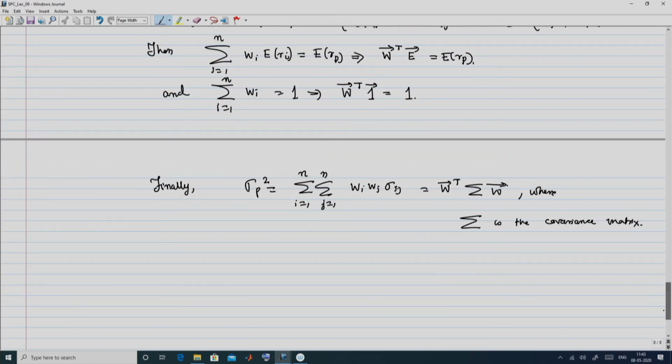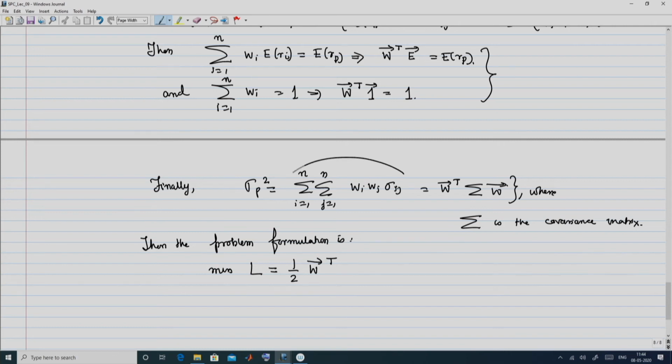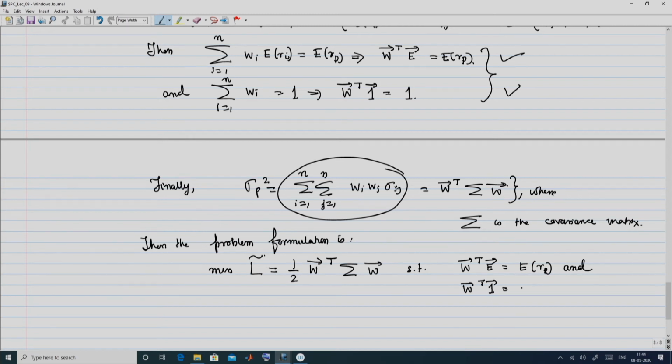So once I have this set up, that means the vector formulation of the constraint and the objective function, then the problem formulation is that we minimize L, which is the double summation Wi Wj sigma ij. So we again take the factor of half times W transpose sigma W. Let me just call this L tilde, such that these two constraints are satisfied. So this will mean W transpose E is equal to E Rp, and W transpose vector 1 is equal to 1.